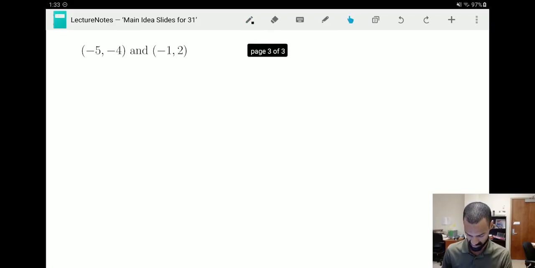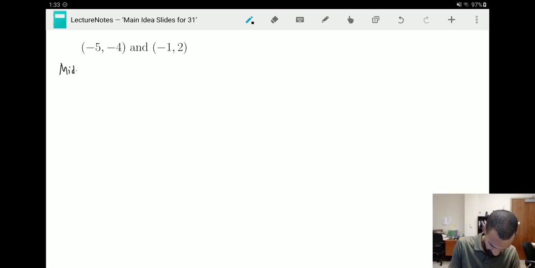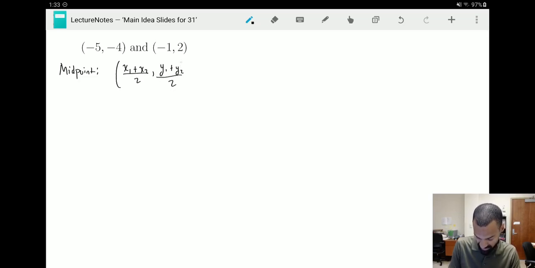Let's actually do some problems here. So let's go ahead and find the midpoint, the distance between them, and the slope of these 2 points. Notice I didn't graph them. I didn't put them on a graph, but I do want to just use the formulas. So to find the midpoint, remember the midpoint formula. Add the x's together, divide by 2, add the y's together, and divide by 2. So we'll be very careful here.